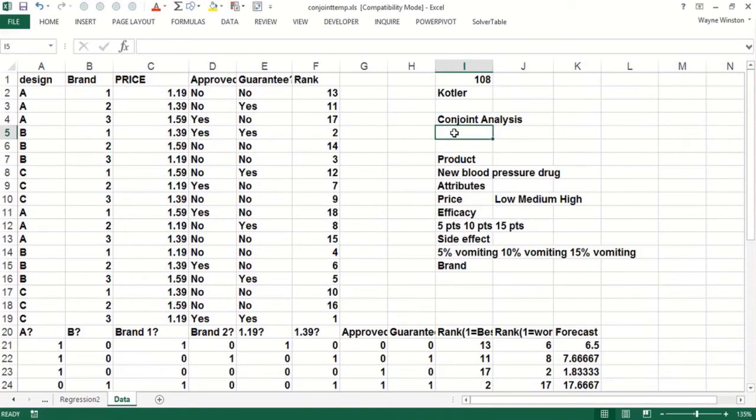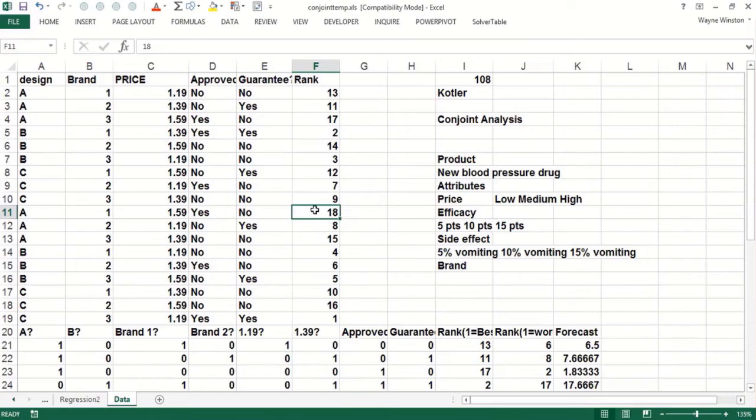You want the levels of the attributes to be uncorrelated. So for example, if I look at the price being $1.39 versus Good Housekeeping approval, well, first we need to code the data, and then we'll talk about the correlations. Okay, so we talked about indicator or dummy variables in regression. So we're going to run a regression to predict the rank of the product. That'll be the dependent variable.